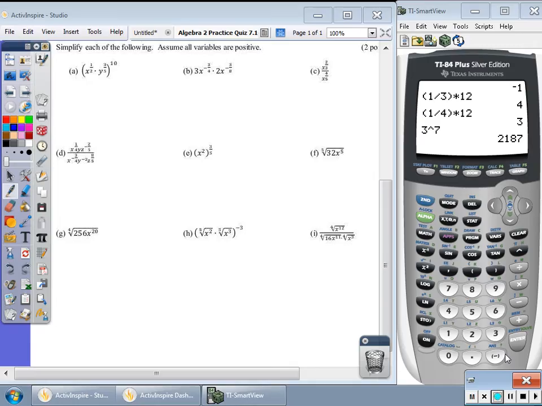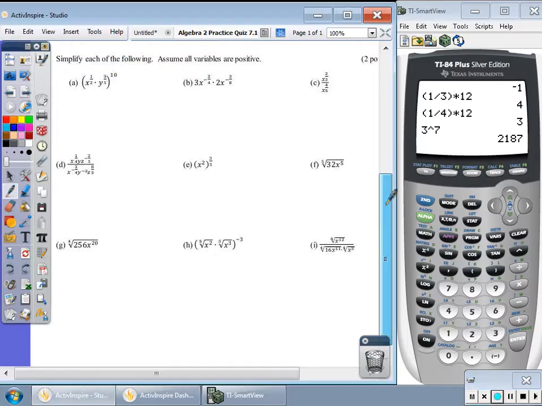Okay, so on your quiz tomorrow, I'm going to give you a choice. I see 9 problems here, and you're going to have to choose 6 of them that you want graded. We're going to start with letter A. We have x to the 1/2 times y raised to the 3/5, all of that raised to the 10th power.